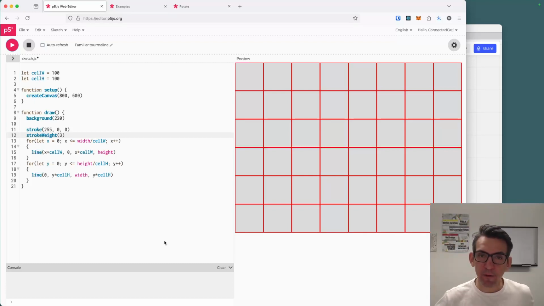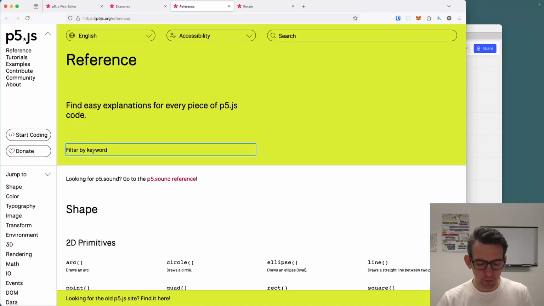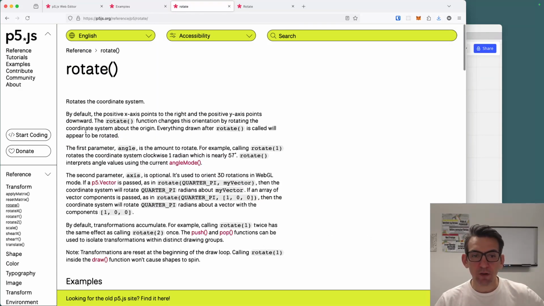So if we go into our examples, and you'll see the rotate options, or even just going to the reference, right? Let's open reference and go to, how do I rotate something? Rotate. Okay, so it rotates the coordinate system. And that is a very important thing, and that is why we started by drawing a grid. It doesn't rotate a shape. It doesn't rotate an object on the screen. It rotates the entire coordinate system, right?